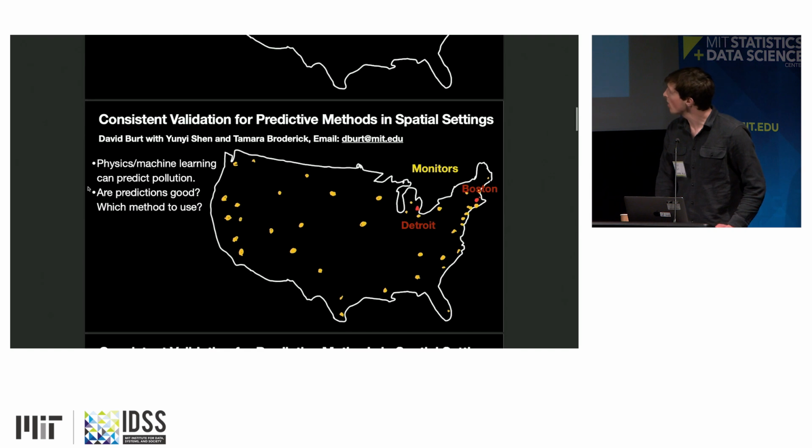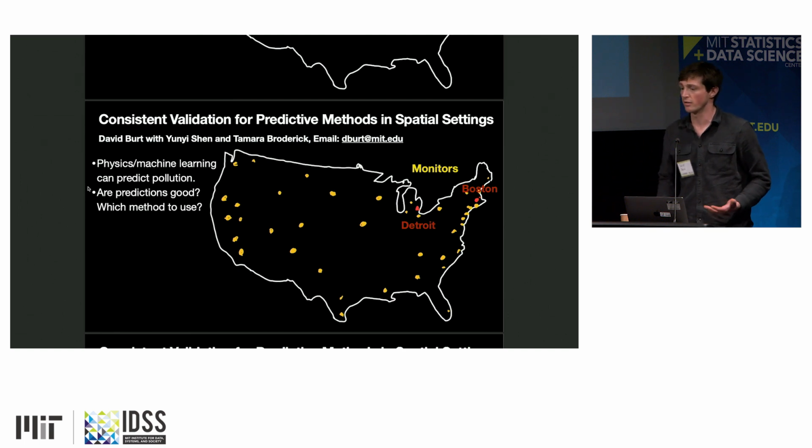So as well as having a method for making predictions, we'll have some data available to us that wasn't used in building the predictive method. In this case, this might come from air quality monitors. So we've actually observed the air pollution at these yellow sites. And given the sites currently on the map, it might not be totally clear if we can assess how we're doing at predicting in Boston and Detroit.